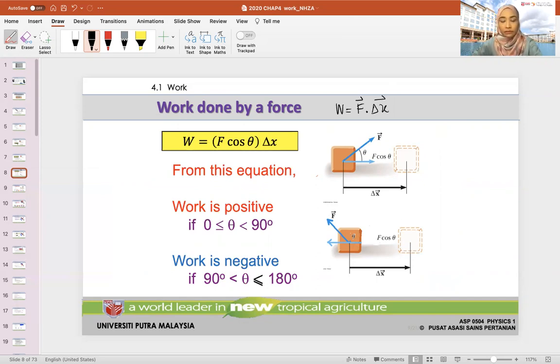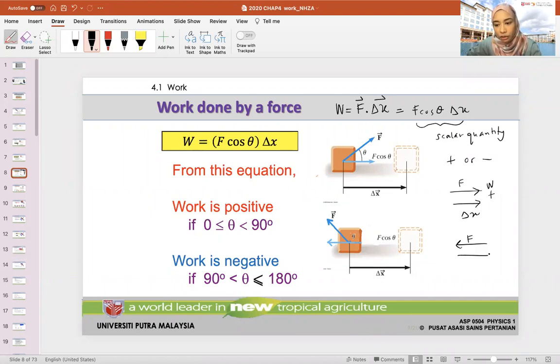Both are vectors, however, when we expand this product, it becomes F cosine theta delta x, and this guy is a scalar quantity, which means that it is not a vector, which means that it does not have any angles or direction. The work done only has a positive or negative sign indicating whether the force is in the same direction as displacement. So you get a positive work done. Or if your F is not in the same direction as displacement, you would get a negative work done.